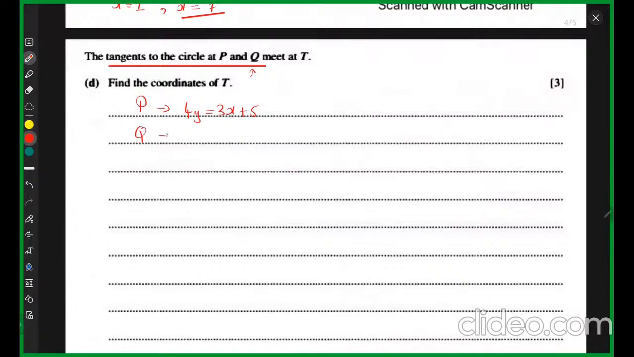For Q, we got 4y plus 3x equals 29. So this is equation 1. This is equation 2. You're just supposed to simplify it simultaneously and you would get the answer. So can you guys give it a try?